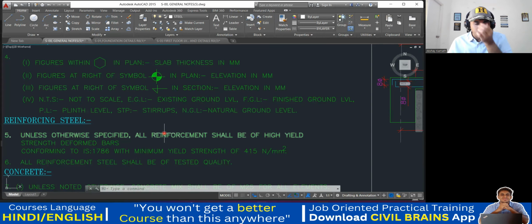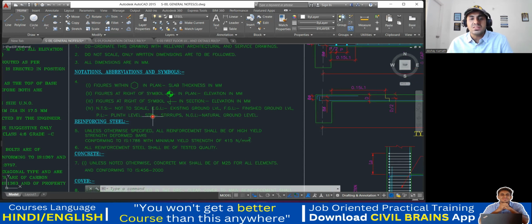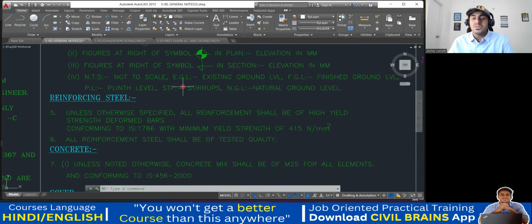Now you can even note it down so that whenever you go for an interview, there is a chance they may ask you what is the full form of EGL, what is NTS in a drawing, what is NGL in a drawing, what is PL in a drawing. So all these things you should be knowing.